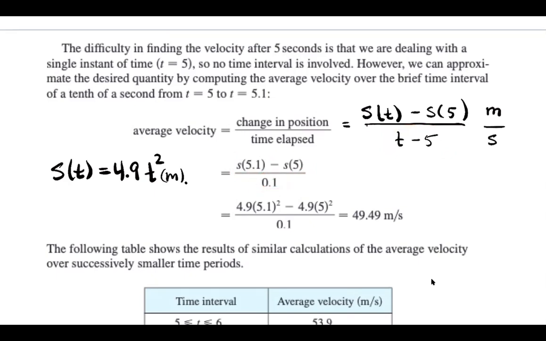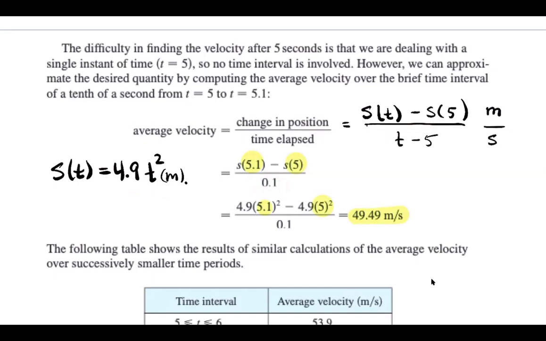You can stop the video here. Remember that S of t is just 4.9 times t squared. So this 5.1, the input here in S, is just getting squared. The 5 is getting squared. Stop the video, take out your calculator, and make sure the order of operations is going well for you. You should reproduce this quantity, 49.49 meters per second. That actually should be a reasonable estimate for how fast this ball is traveling at 5 seconds because we averaged it over a pretty small time interval.